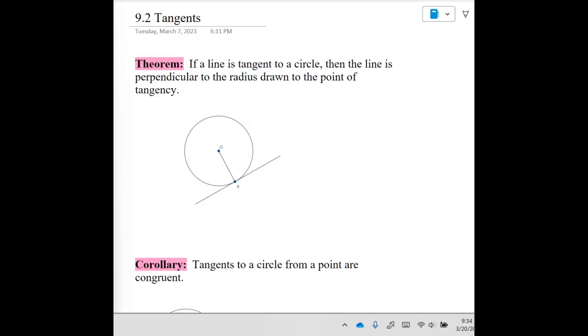So now that we know that a tangent is just a line that touches a circle at one point, now we want to learn some theorems about tangents. So the first one tells us if a line is tangent to a circle, then the line is going to be perpendicular to the radius drawn at that point of tangency, which is just the point that the tangent intersects the circle.